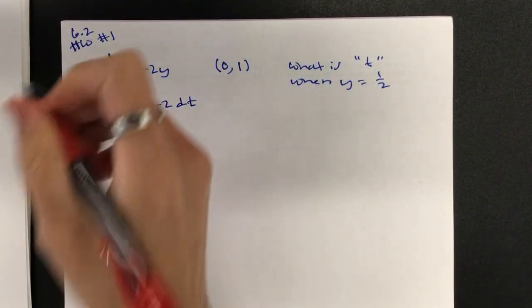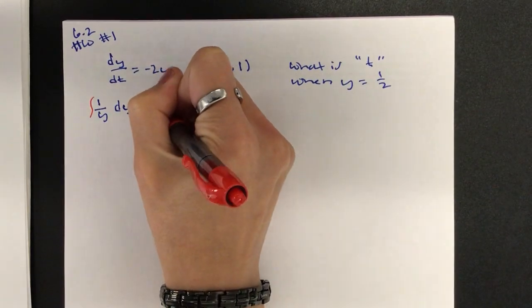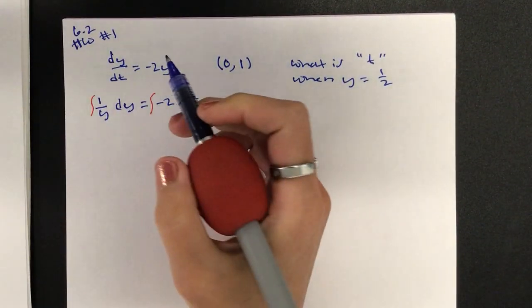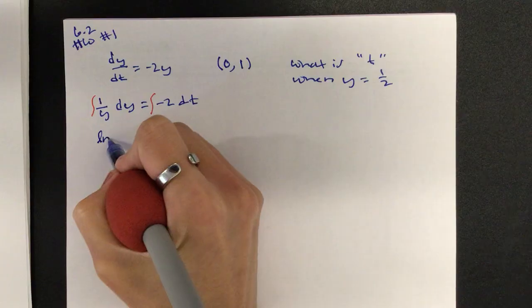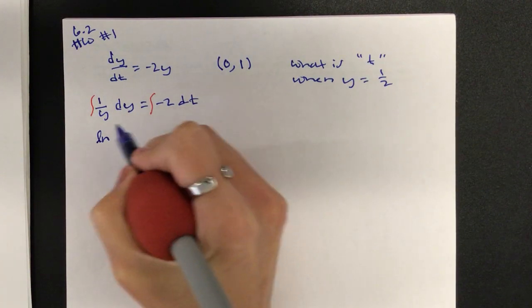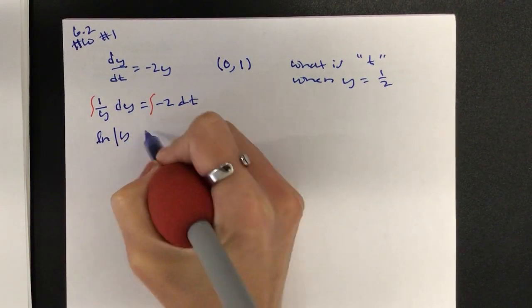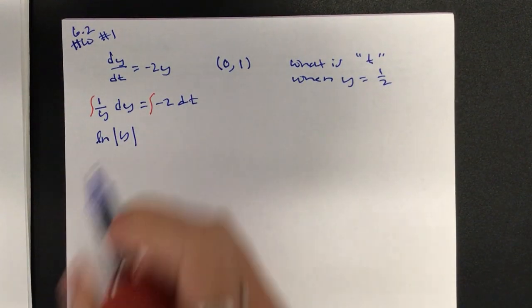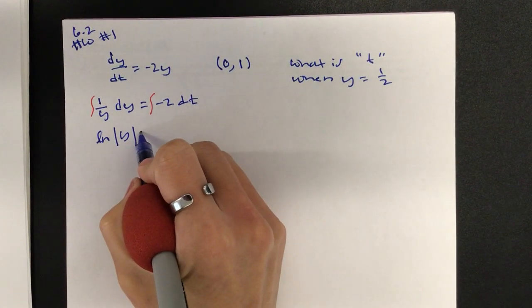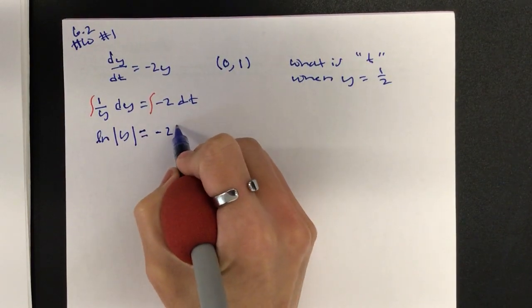And then we have to integrate to get rid of our dy and dt. Okay, when I integrate, hopefully y'all remember from your flashcard, the integral of 1 over y is the natural log of the what? Of the what value? The absolute value of y. Later on, the absolute value is going to drop because it's not going to really matter. And then that is equal to negative 2t plus c.